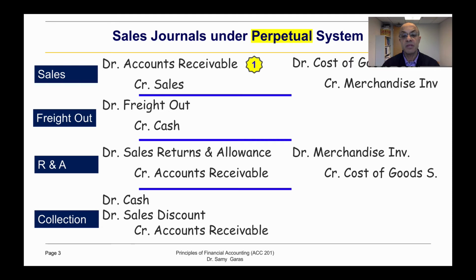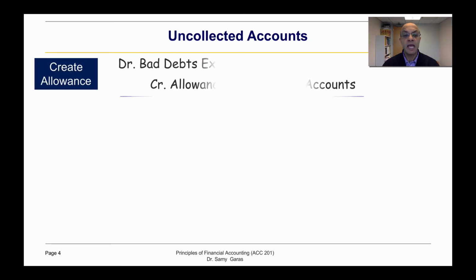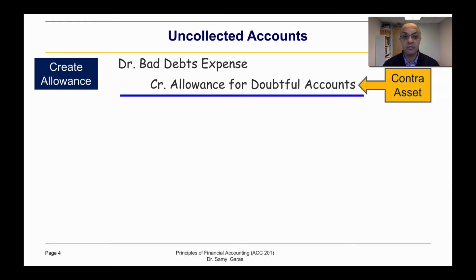So here we have three journals: the one for the sales, the one for the return, and the one for the collection. However, not all the customers who buy on credit pay on time. So the company has to create an allowance for doubtful accounts. And here we debit bad debt expense, credit allowance for doubtful accounts. As you can see here on the screen, the allowance account is a contra asset because it goes to the balance sheet as a minus in the asset section.